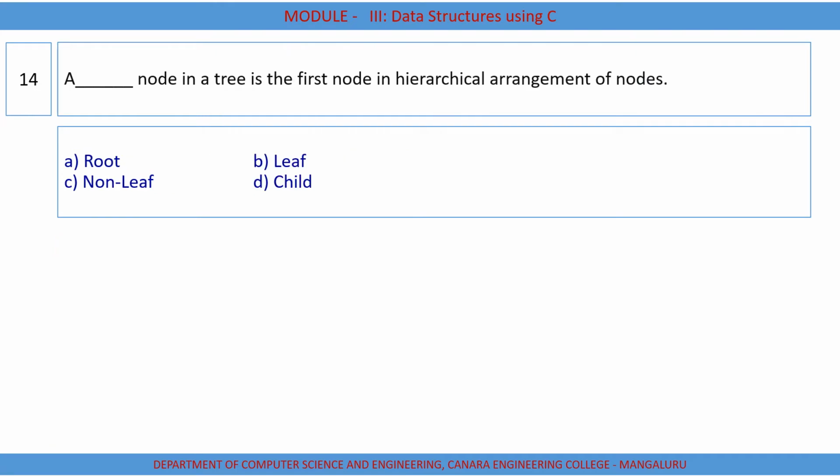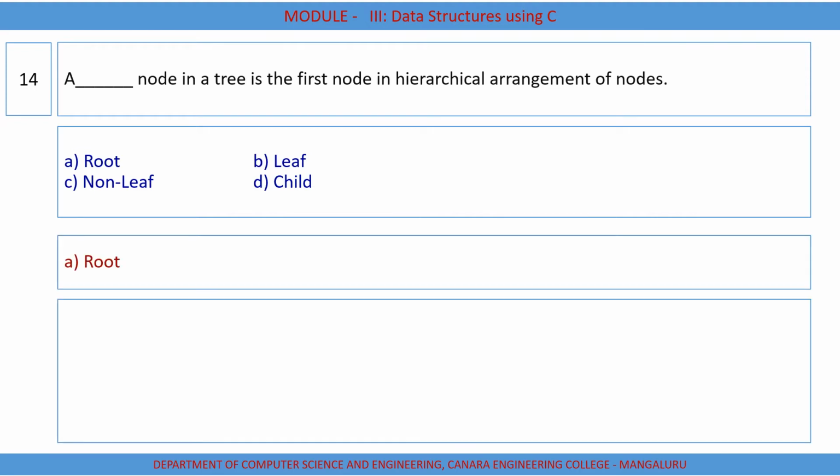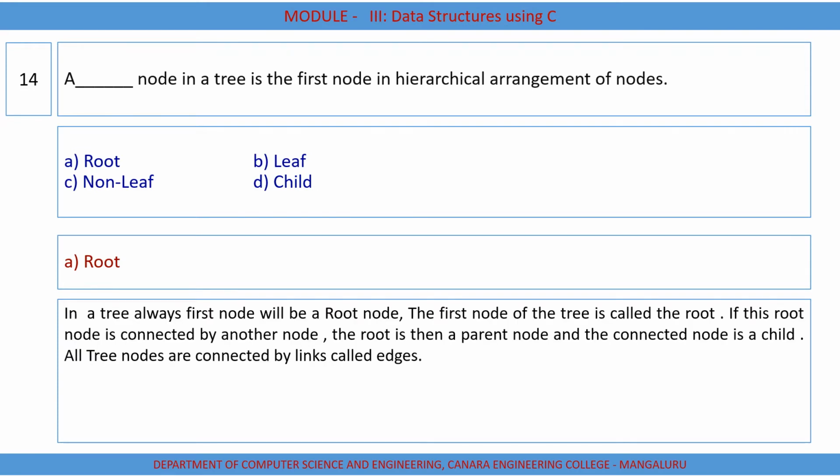The dash node in a tree is the first node in the hierarchical arrangement of the nodes. In case of a tree, a hierarchical relationship exists between the elements. Therefore, in the concept of a tree, the root node comes first. The answer for this is root. First root, then leaf node. In case of a real world tree, first leaf, then root.